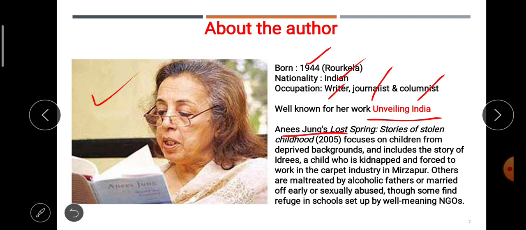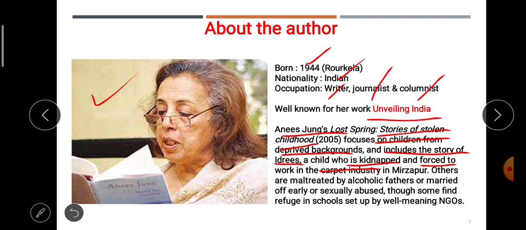Anees Jung's Lost Spring: Stories of Stolen Childhood. This is the title of her book, which got published in 2005. And this book focuses on the children from deprived backgrounds, the families who are economically very backward. The book also includes the story of Idris. This is the name of a Muslim child, a young child, who was kidnapped and forced to work in a carpet industry in Mirzapur.